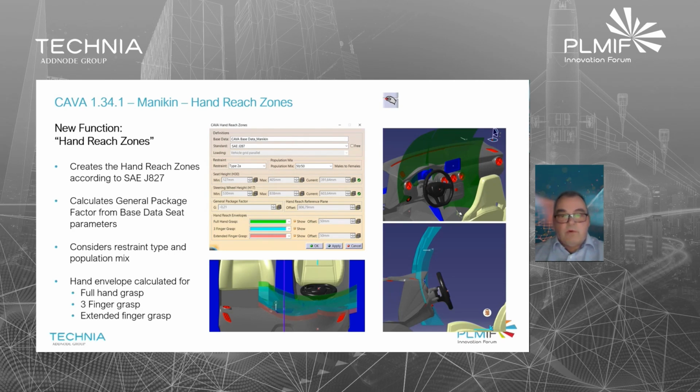It's available for all these use cases in that standard, which contains different seat belt types that might restrain you during your reach, different population mixes, and some seating parameters that we derive from the already existing seating parameters in the CAVA base data.